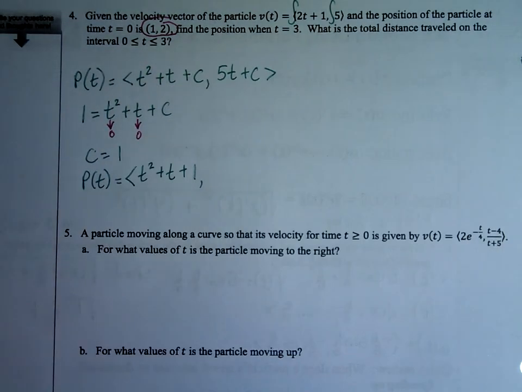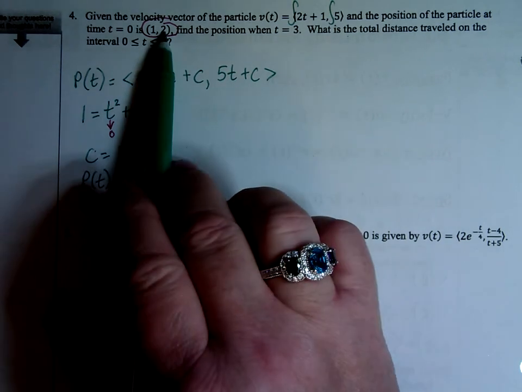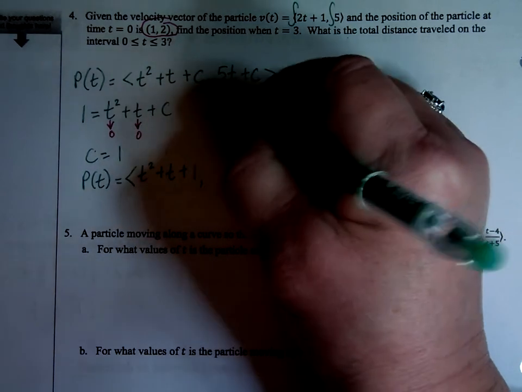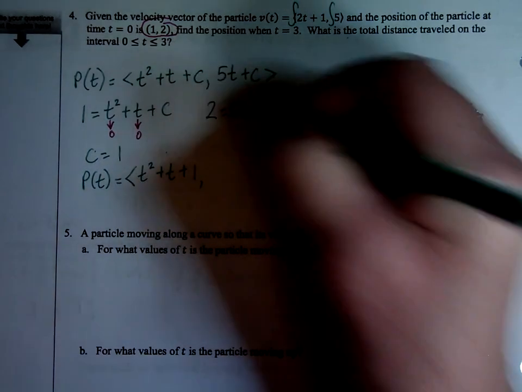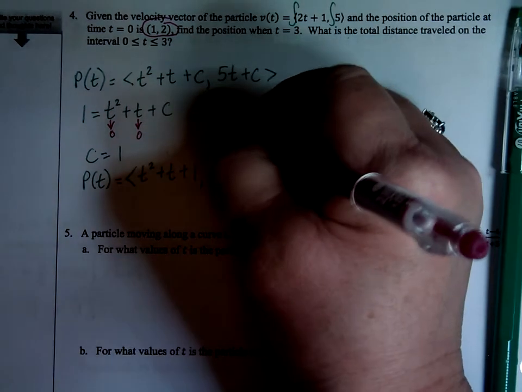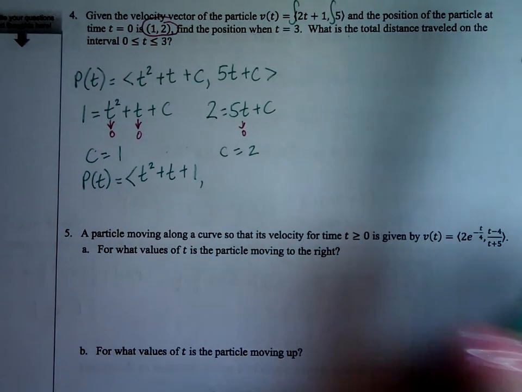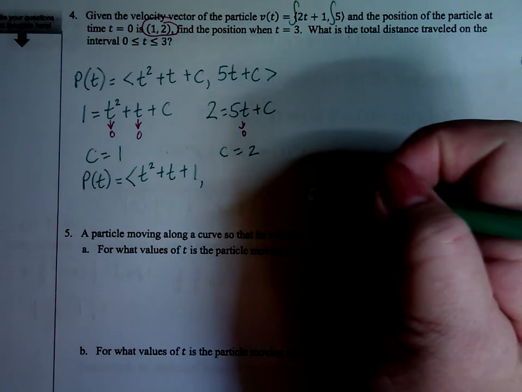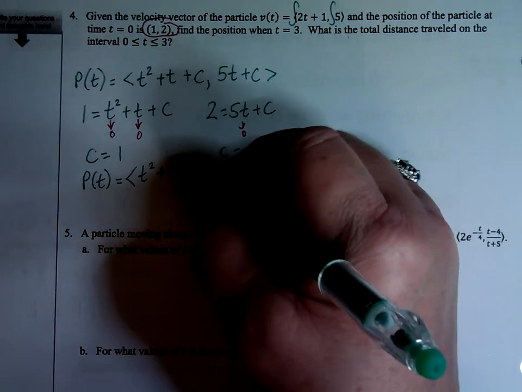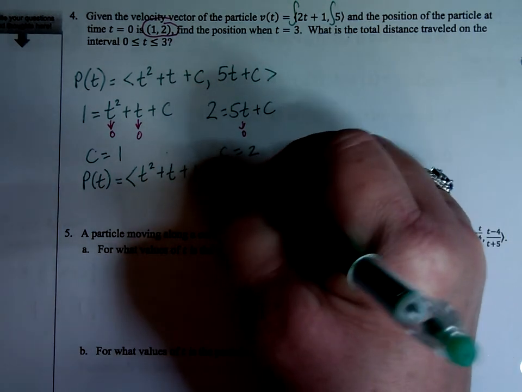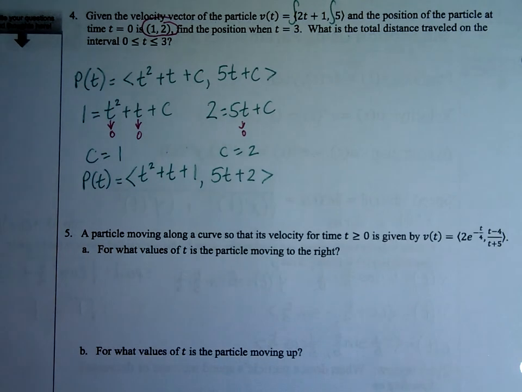And then you're going to do exactly the same thing for the y component, but the y component equals 2 according to what they told you. So you're going to say 2 equals 5t plus c. Again, t is 0. That knocks out that whole piece, so you know you've got a c of 2. And so putting your position together, here's your component for this. It's going to be 5t plus 2. All right, so find the position. We just did.